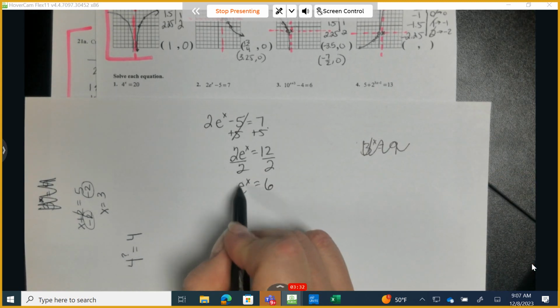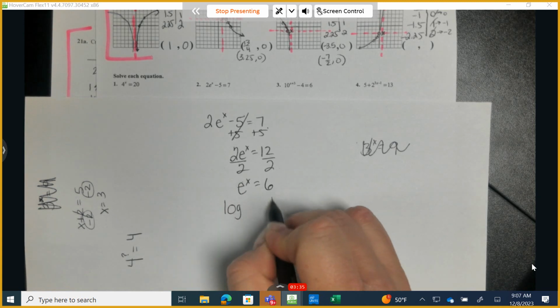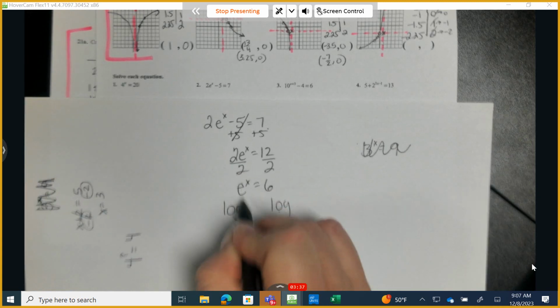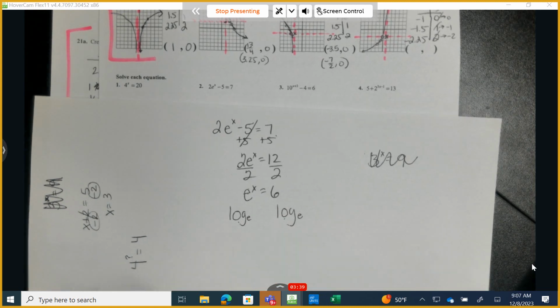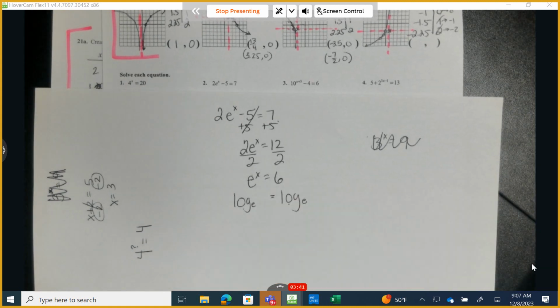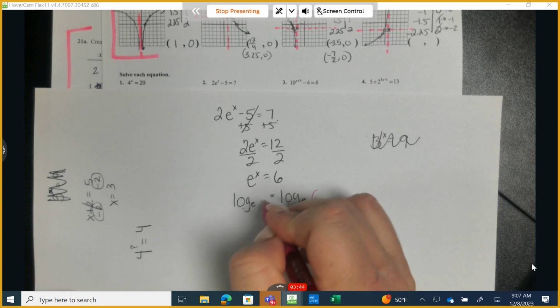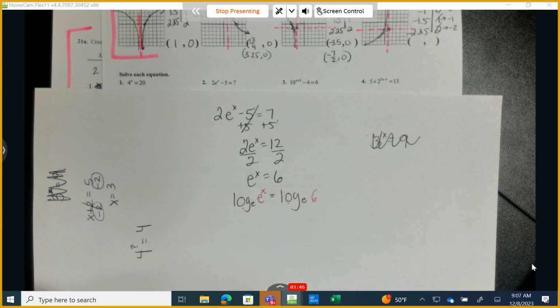Whatever this value is, we're going to take the log of that number. So whatever I do to the left, I must do to the right. So log base e and log base e. And now I write down everything that was previously there. There was a 6 there, and there was an e to the x.